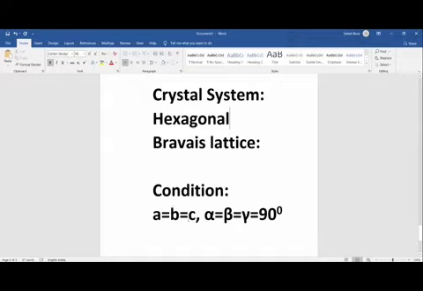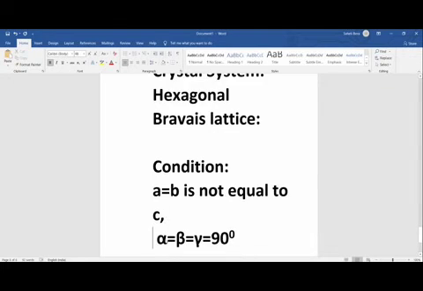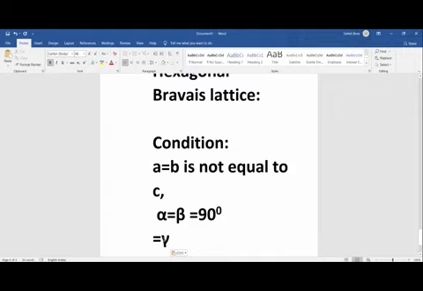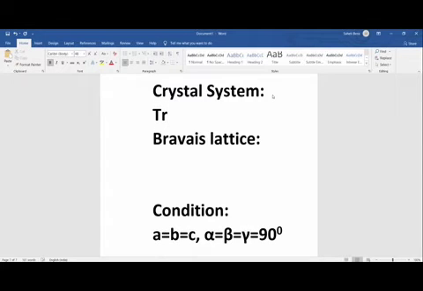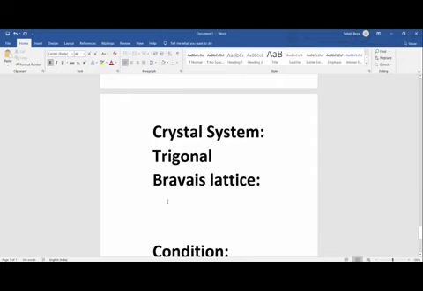In hexagonal the condition is A is equal to B but not equal to C, and alpha is equal to beta is equal to 90 degrees, but gamma is equal to 120 degrees. Our next crystal system is trigonal. For trigonal, the condition will be A is equal to B is equal to C, and alpha is equal to beta but not equal to gamma. The Bravais lattice will be only simple trigonal, just one type, nothing else.